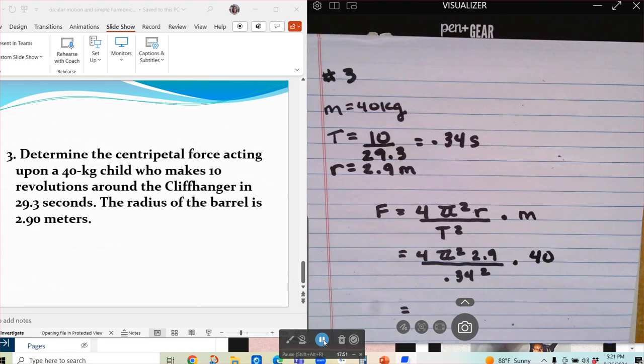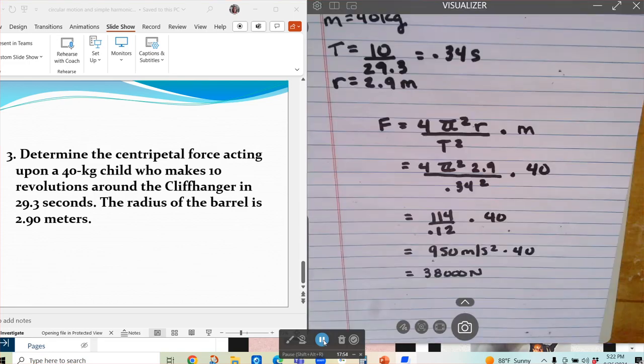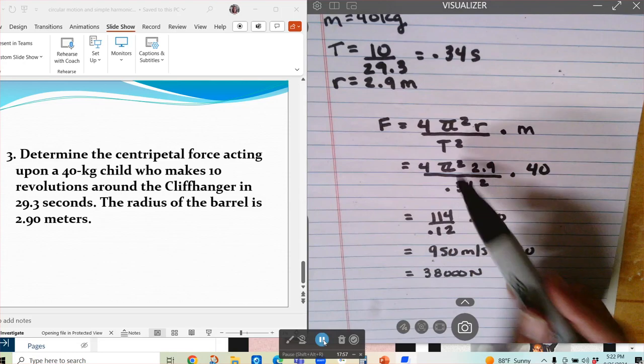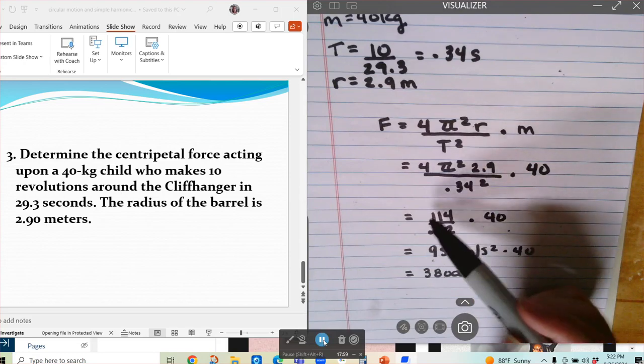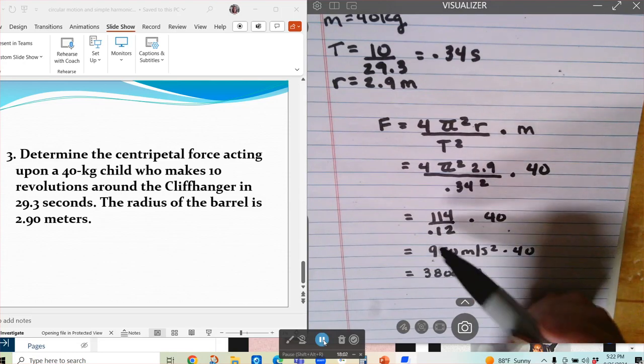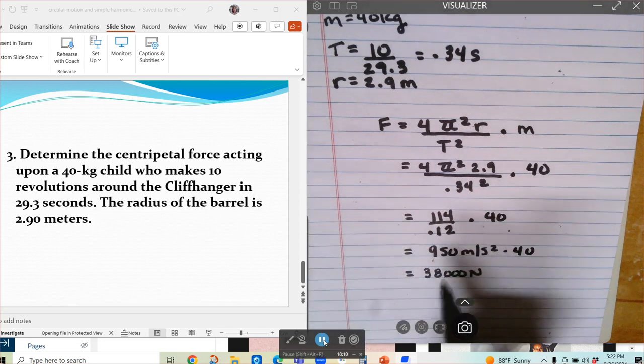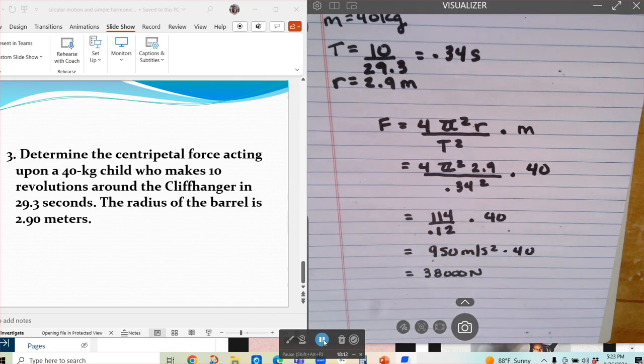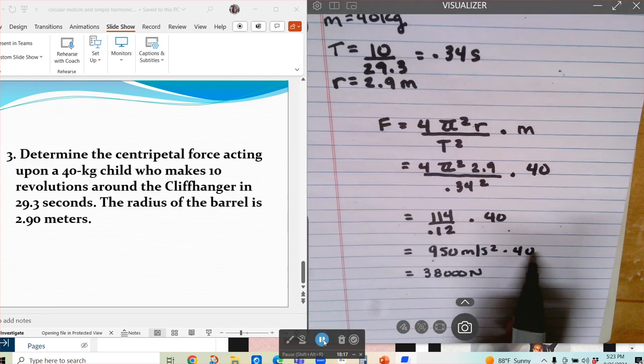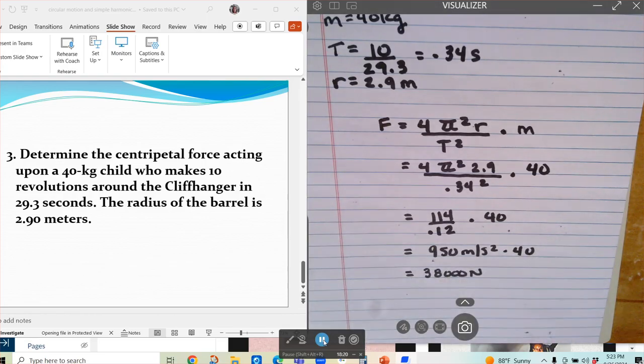All right, so let's go ahead and figure out what is the acceleration. Okay, so when I multiplied my top numbers, I got 114, and then I divided that by 0.12, which is what 0.34 squared is. And so my acceleration came out to be 950 meters per second squared, and then times 40, which gives me approximately 38,000 newtons. Okay, so that's what I got for my answer, 38,000 newtons.